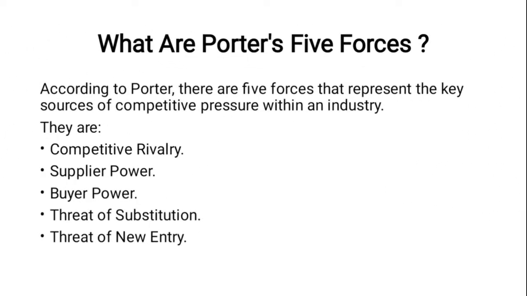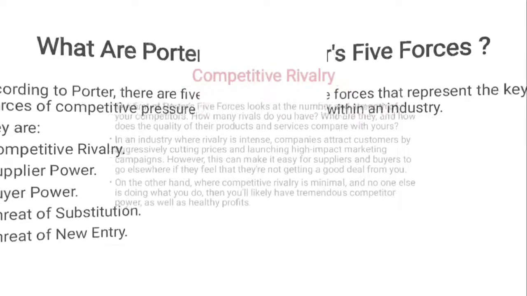So, what are the Porter's 5 forces? According to Michael Porter, a Harvard professor and scholar, Porter gave the 5 forces in 1979. He identified 5 critical forces, which are as follows: competitive rivalry, supplier power, buyer power, threat of substitution and threat of new entry, which are the sources of competitive pressure within an industry.